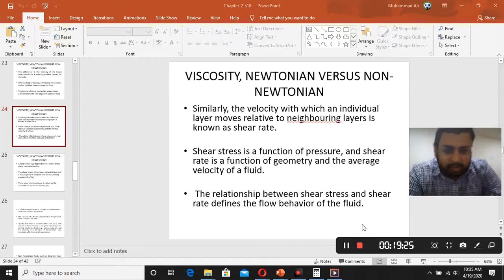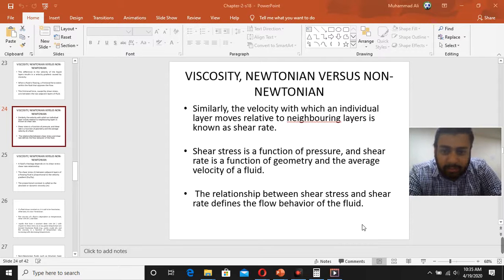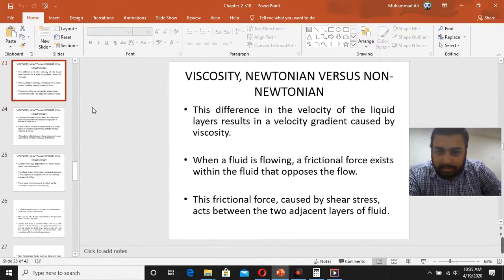There is a very important term that we use in the oil industry: Newtonian fluids and non-Newtonian fluids. But in order to understand Newtonian and non-Newtonian fluids, we first have to understand what shear stress is and what shear rate is.